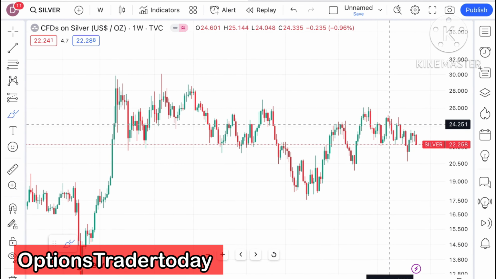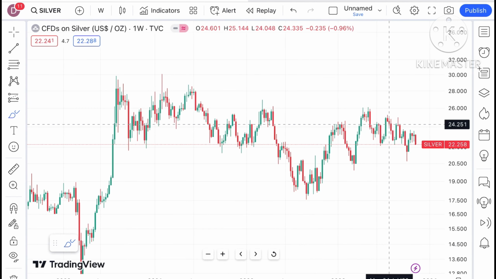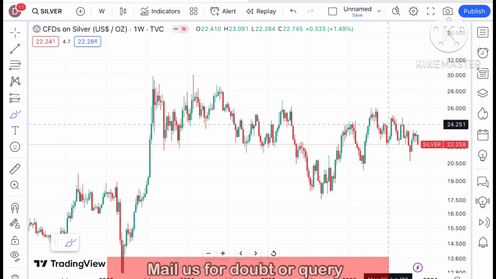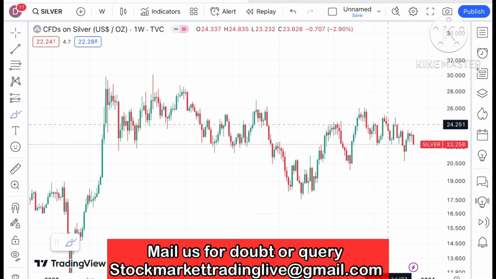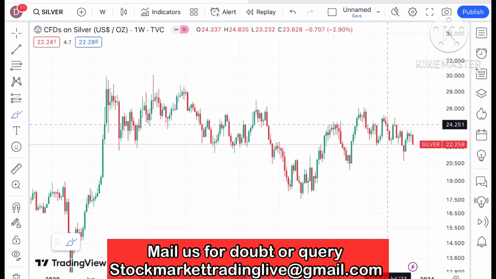So today in this video I will explain how the price of silver has moved in the last week and how the price of silver can move in the next week. If you look at the chart of silver, silver is trading at a level of $22.25. You can see the similarities in how gold and silver are moving. They are mostly trading in the same zone.